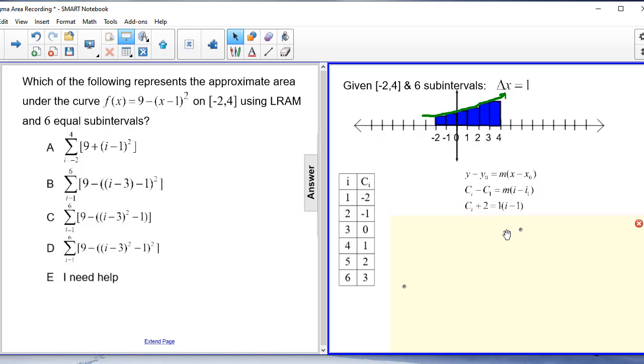So what I do is I replace c sub 1 with -2. So I get c sub i plus 2. My change is 1. And then i sub 1 is 1, going back to the chart over here. And when we simplify this, we have c sub i is equal to i minus 3.